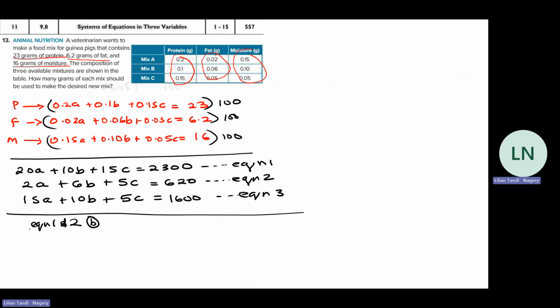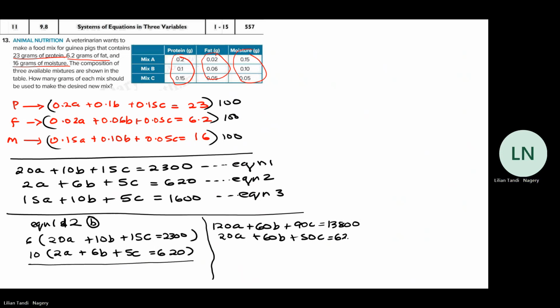Okay? So I am going to have 6 here, and then I'm going to write 20a plus 10b plus 15c equals 2300. Then I am going to write 10 here. I'm going to have 2a plus 6b plus 5c equals 620. Okay? And then when I solve, I will get 120a.